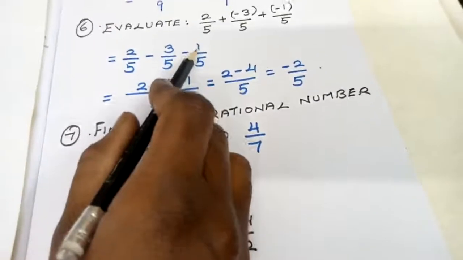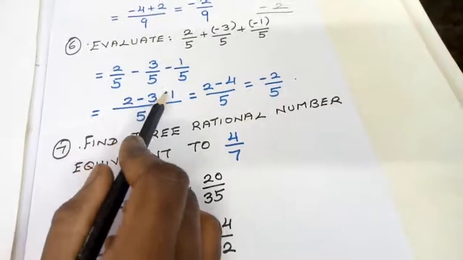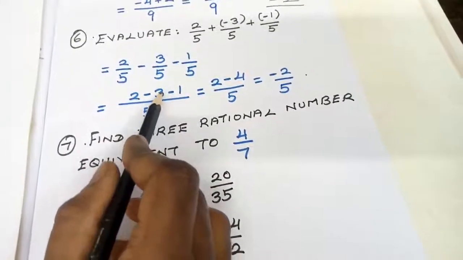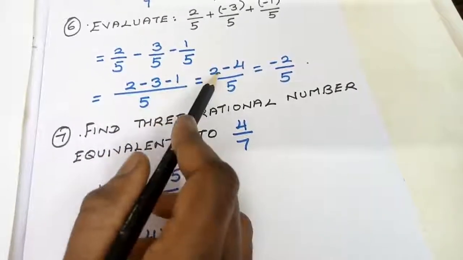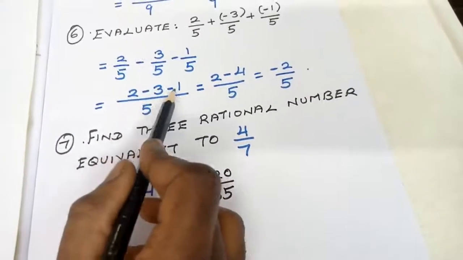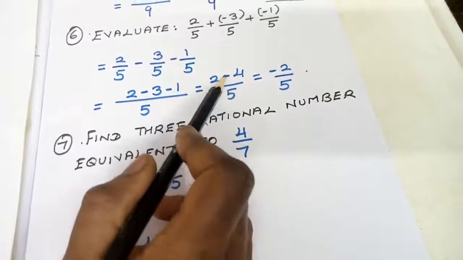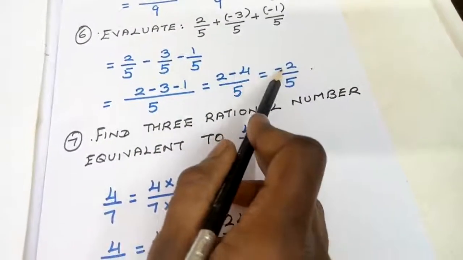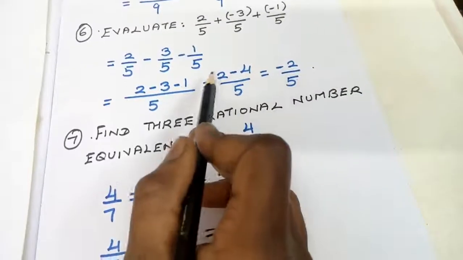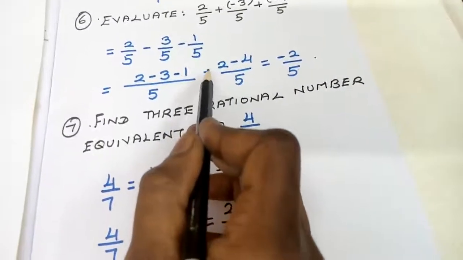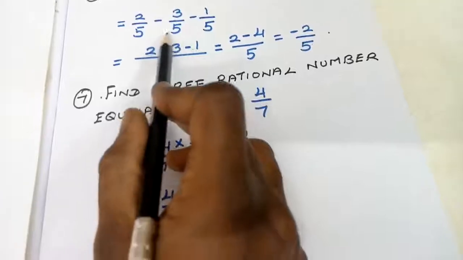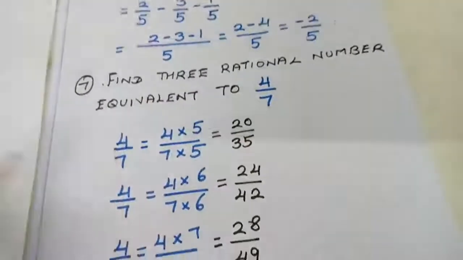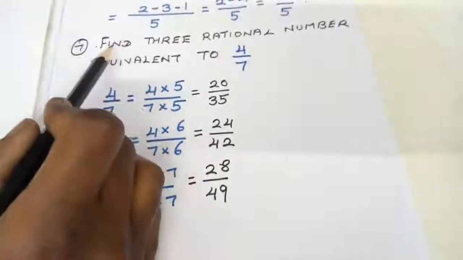The top number you are going to calculate: 2 minus 3 minus 1. You can do the calculation in any way. I am just doing it this way: minus 3 minus 1, I am getting the value as minus 4. If you calculate this, you will get the value as minus 2 by 5. So be clear: if the denominator is the same, you write the denominator one time. Only the top you do the calculation. Coming to the last question.